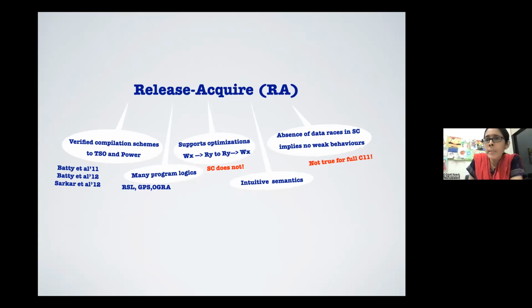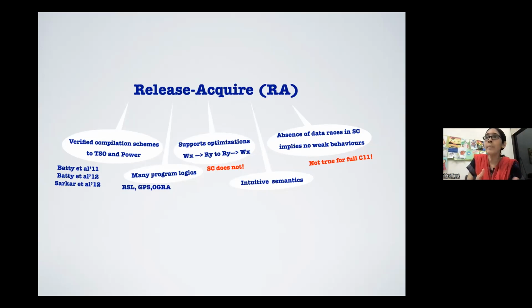Then, if you want to reason about programs under release acquire, there are some program logics which people have developed. So that's again a good point in favor of release acquire. Now, when we started, we said we have all these various kinds of architectures like Power, TSO, etc.